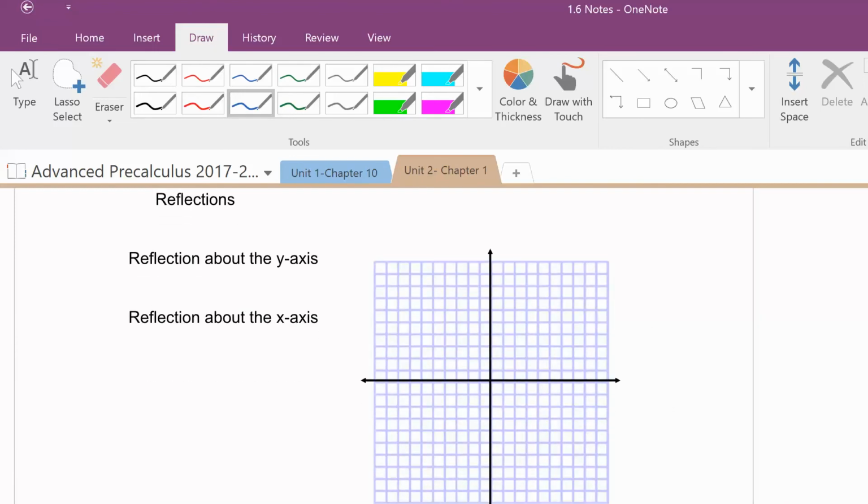Reflections. There are 2 types of reflections. About the y-axis, that's when you have f of x equals f of negative x, meaning the negative sign is inside the function. That means it's negative x. And then f of x equals the opposite of f of x. That's where the negative sign is outside the function. That is negative y.